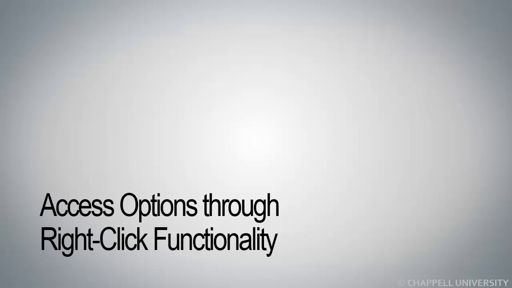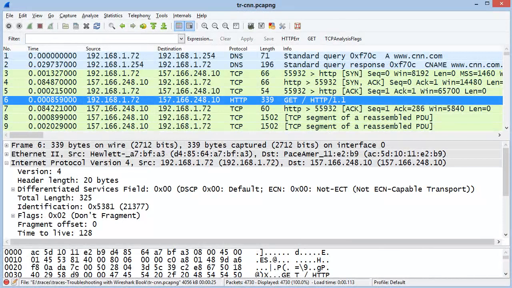Access options through right-click functionality. Oftentimes, this is the fastest way to do things such as apply a filter or create a column. This is also how we can quickly add a comment to an individual packet and perform a number of other functions in Wireshark. Let's begin by looking at some of the right-click functions that are available in the packet list pane.